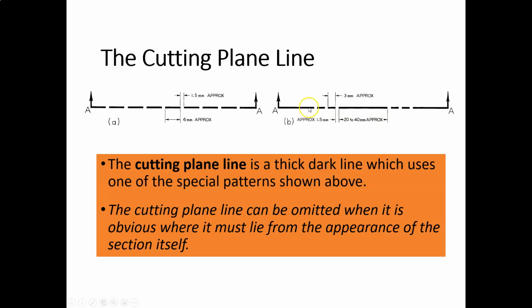AutoCAD, likewise, you can adjust the spacing, but for the most part, we don't mess with this anymore. We just make it look good. But you will note that the cutting point line is a thick dark line. As I mentioned before, in some cases the cutting point line can be omitted where it's obvious, when there's only one section view or one cutting point line that's used.